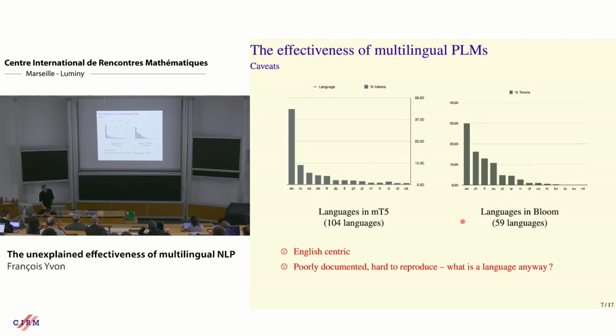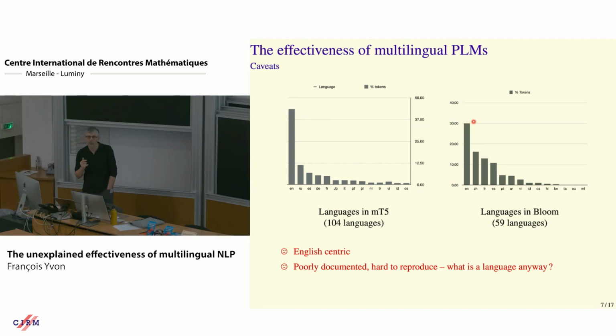This is another large language model, Bloom, that has been trained on 59 languages and also software computer languages. And you can see that English, even in that case, is still a third of the data.